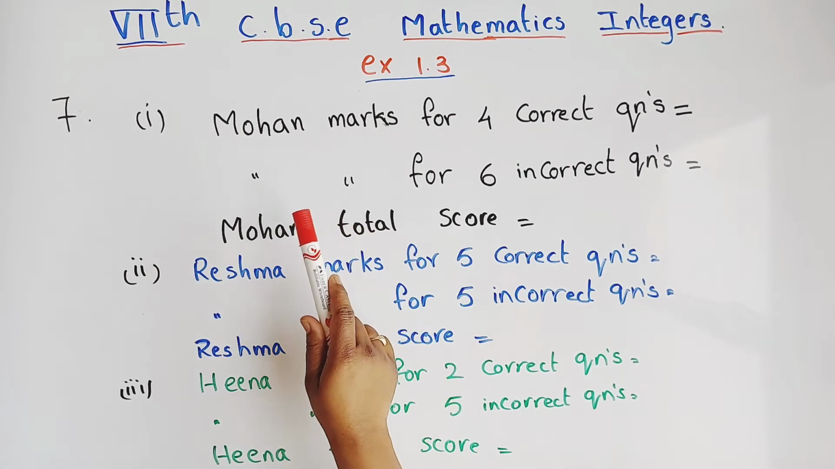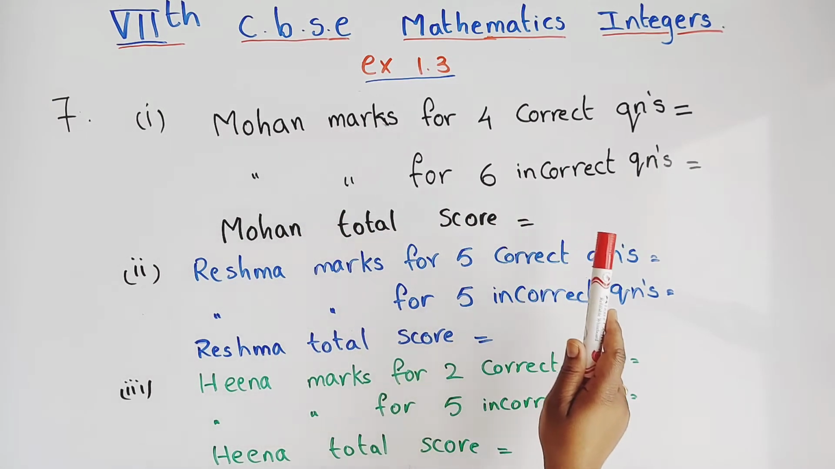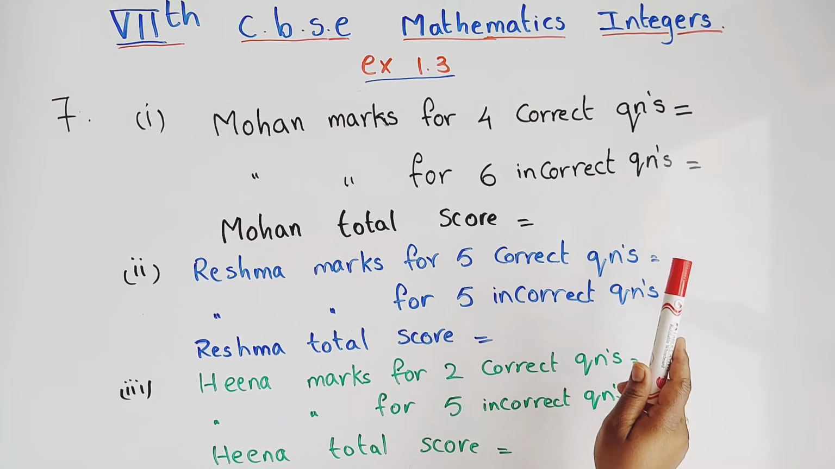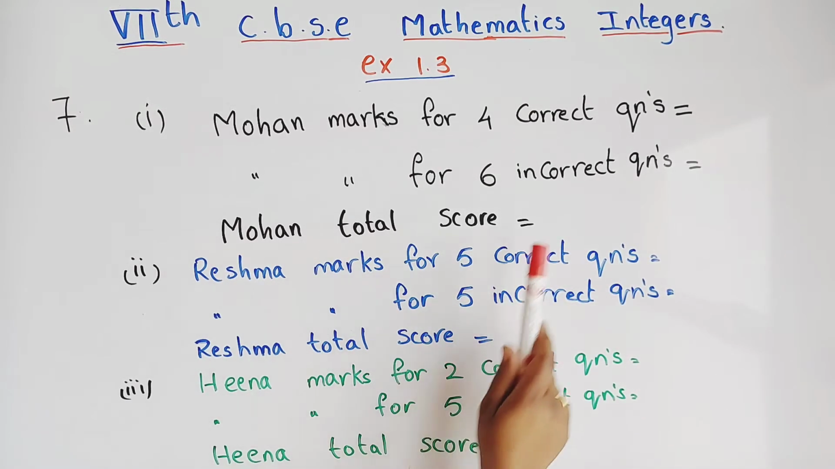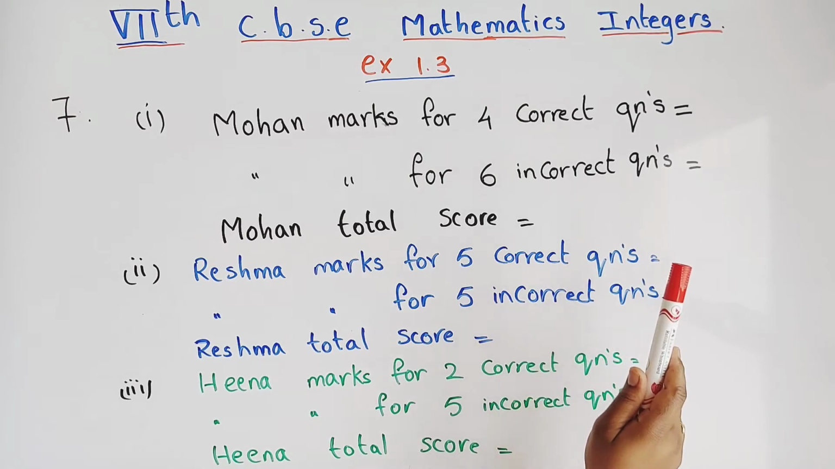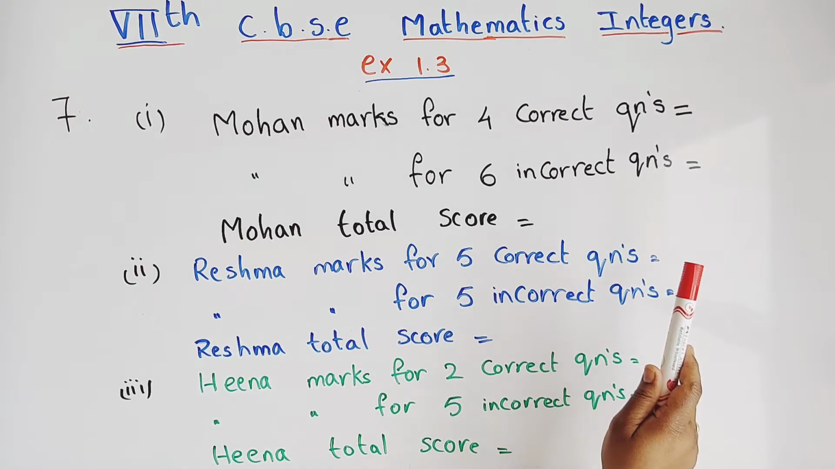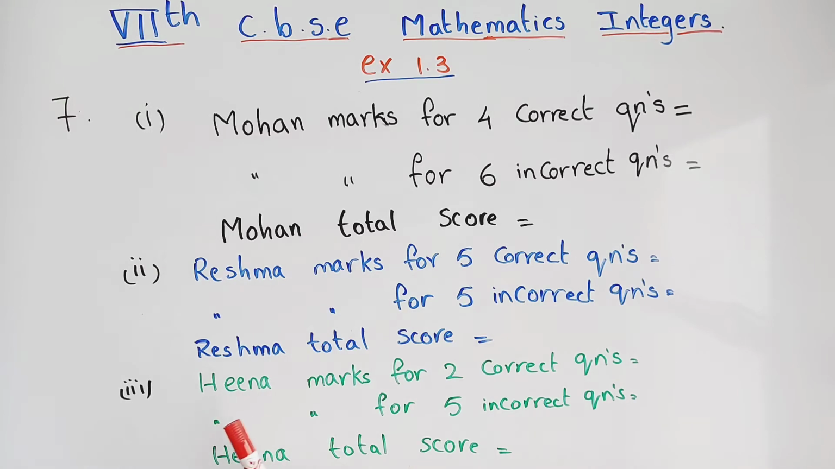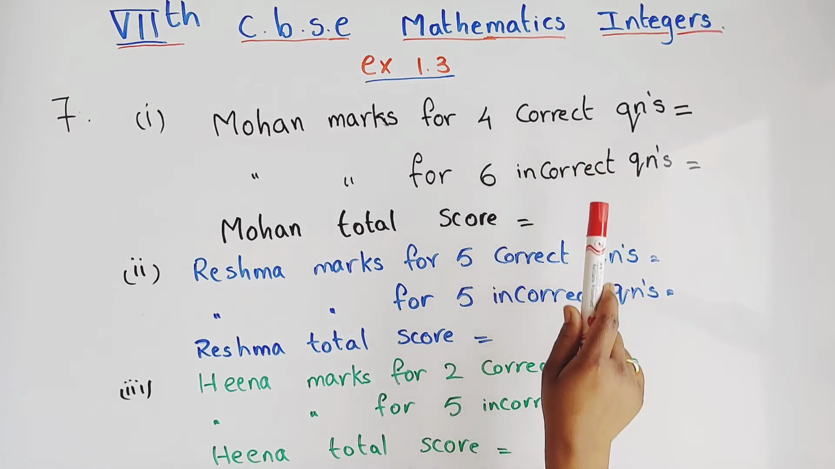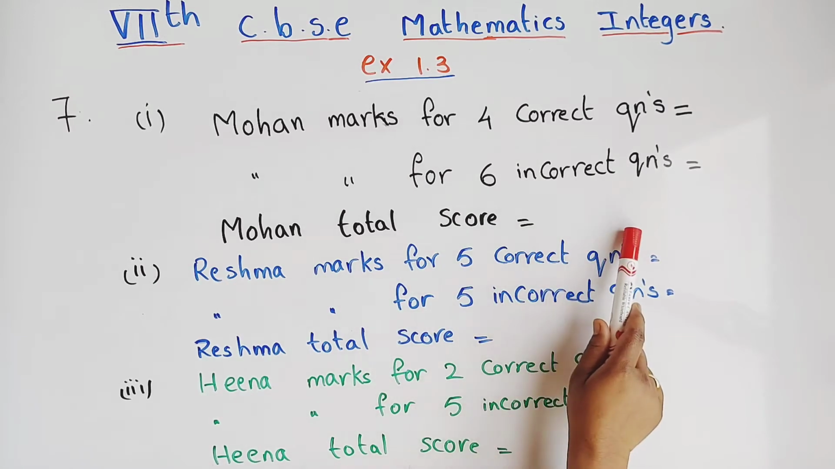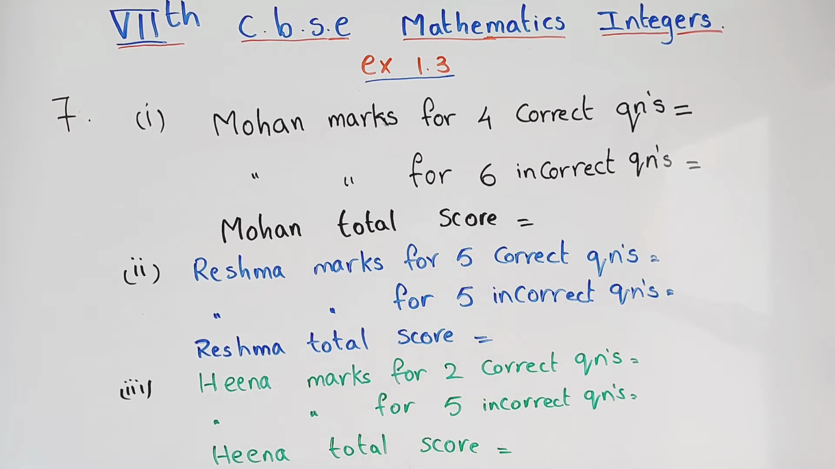Now 7th question, children. In a class test containing 10 questions, 5 marks for correct answers and minus 2 marks for incorrect answer and 0 marks for not attempted. So Mohan gets 4 correct answers and 6 incorrect answers. What is his score?